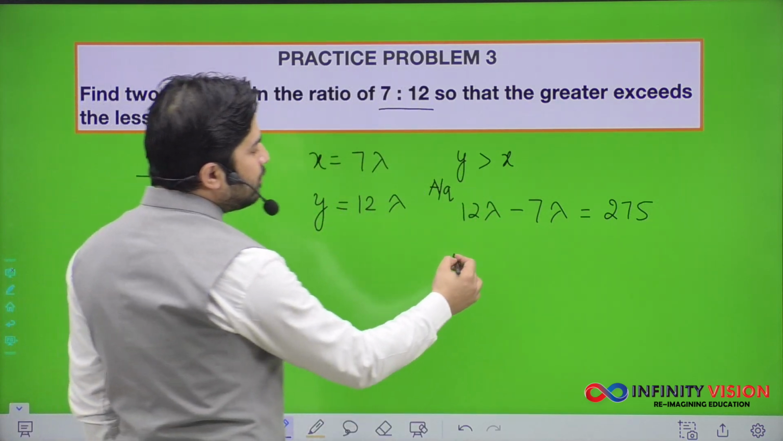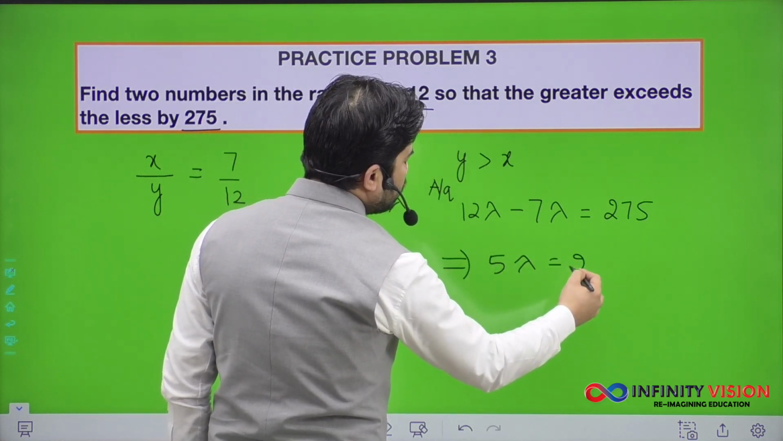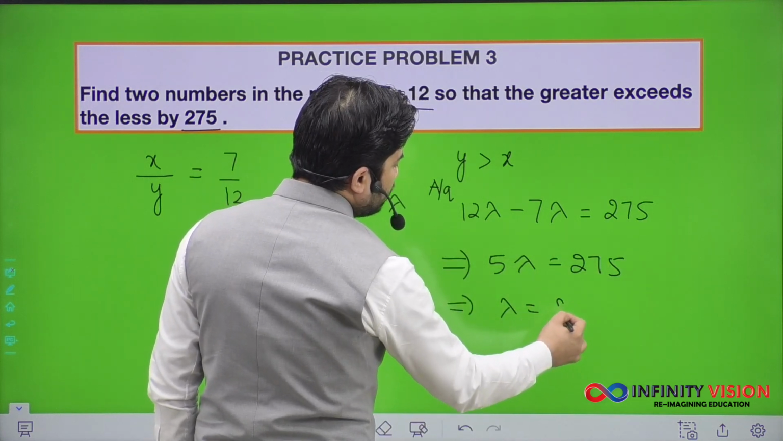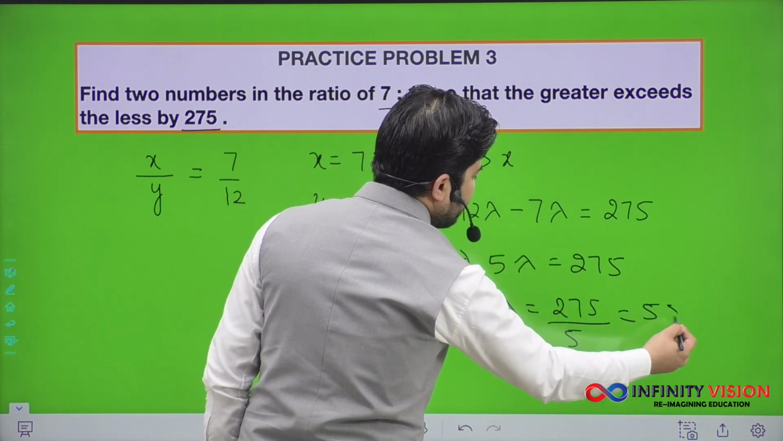Now 12 lambda minus 7 lambda will make 5 lambda, which is equivalent to 275. So your lambda would be 275 upon 5, that makes it 55.